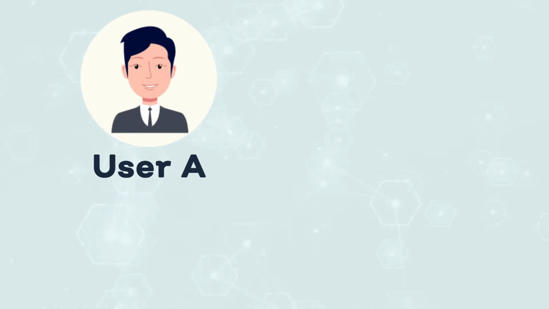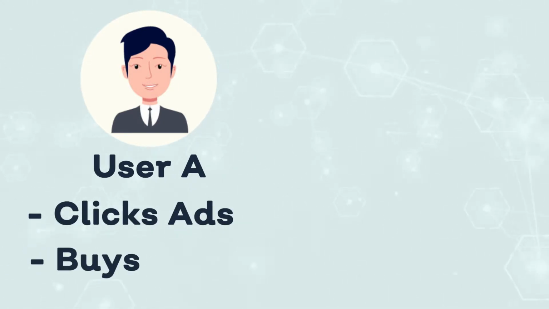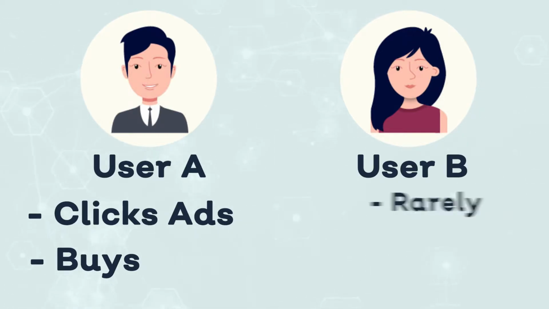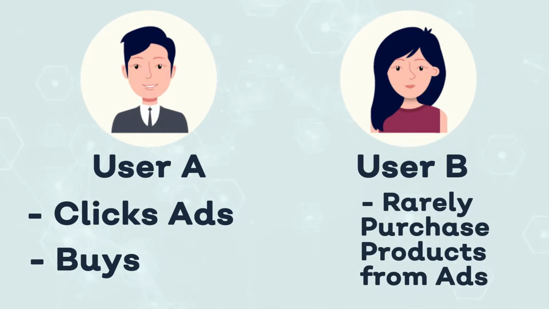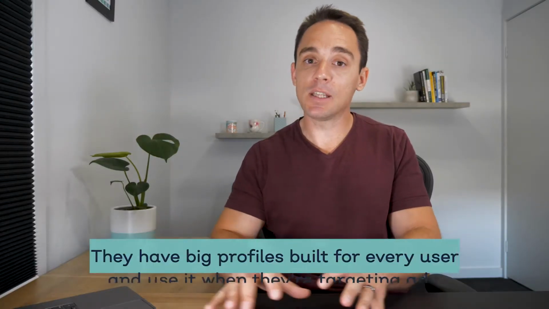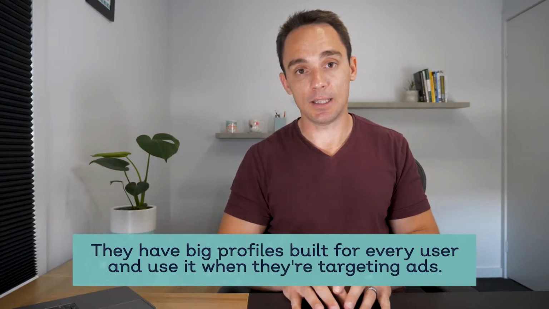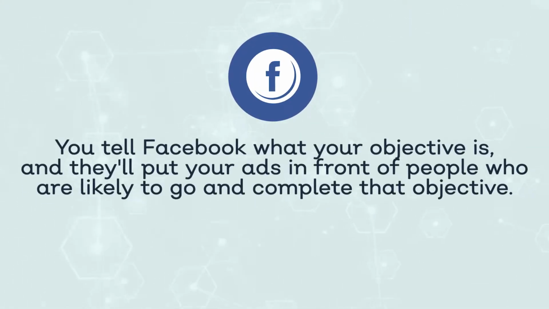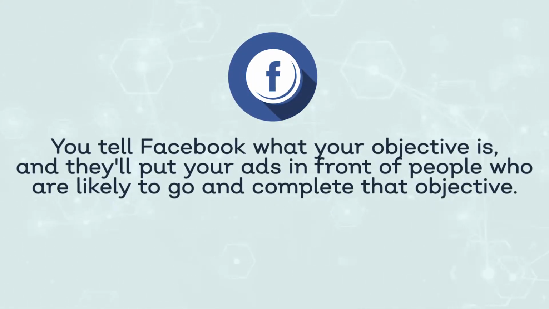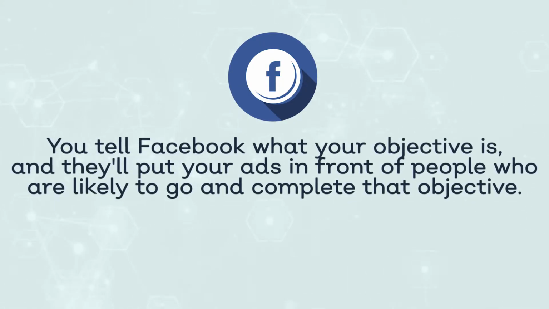They know which people are likely to click ads and then go and enter an email address and sign up for something. They know which users are more likely to purchase. So they know if user A is somebody who regularly clicks ads and goes off and buys things straight away, or maybe user B, they might know that that person very rarely purchases products from ads. They have these big profiles built for every user, and they use that when they're targeting their ads. And that is where the Facebook campaign objectives come in. Basically, you tell Facebook what your objective is, and they'll put your ads in front of people who are likely to go and complete that objective.